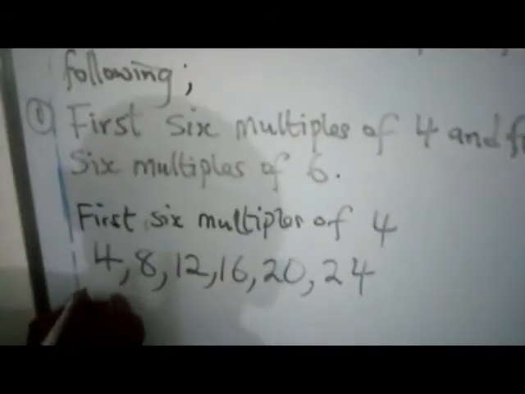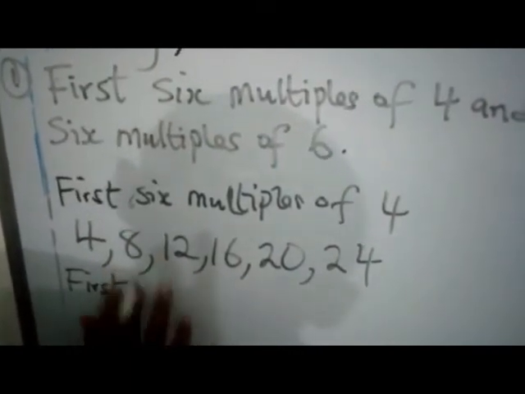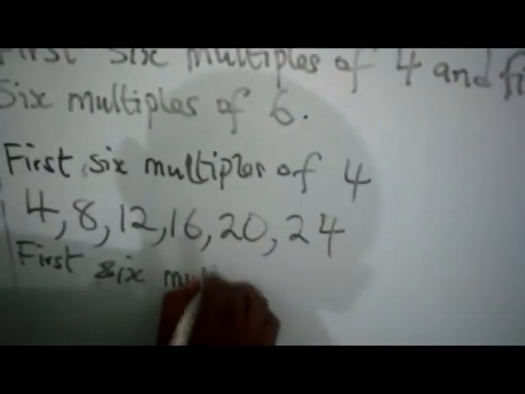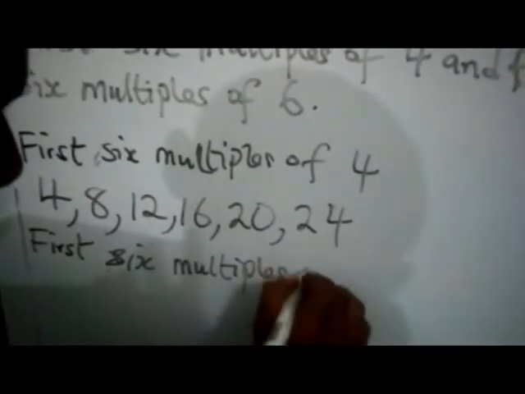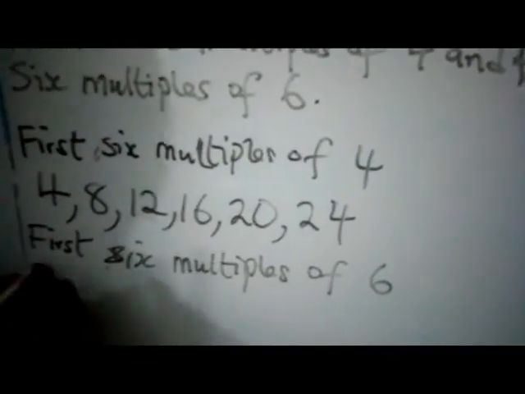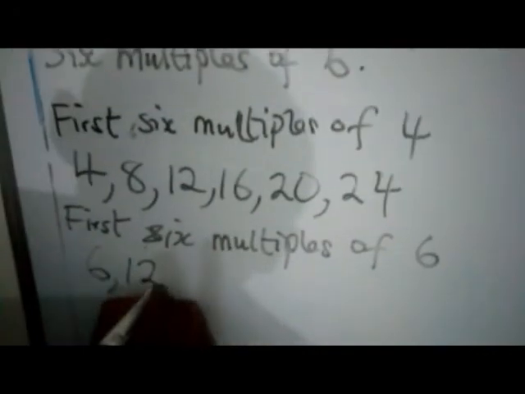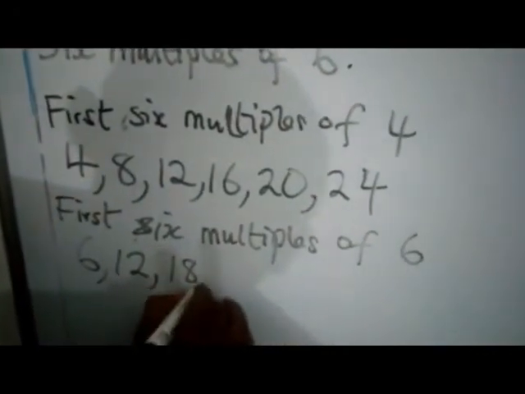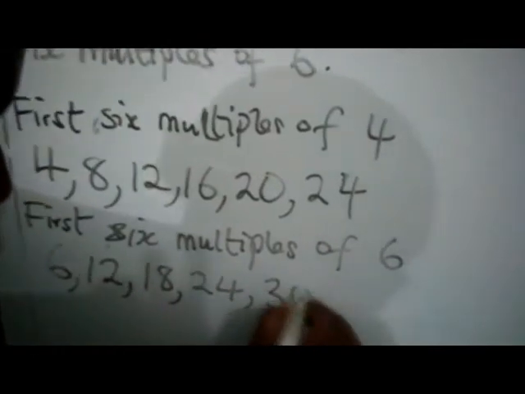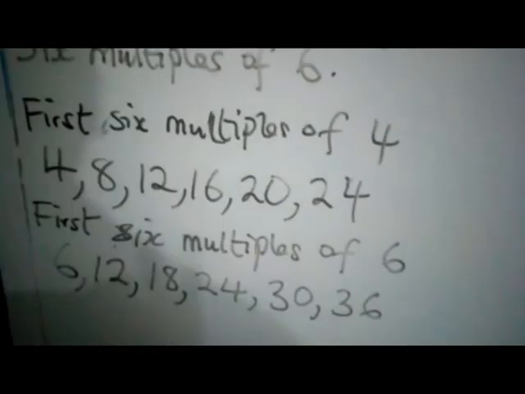Then we go to the next one. First 6 multiples of 6. Now we are finding the first 6 multiples of 6. First one is 6. 6 times 1, 6 times 2, 12. 6 times 3, 18. 6 times 4, 24. 6 times 5, 30. And 6 times 6 is what? 36.